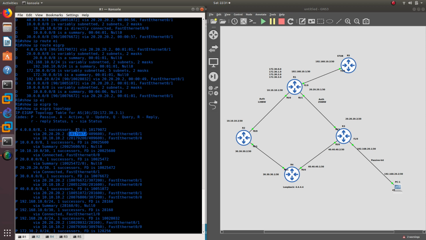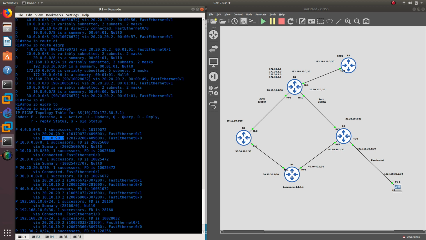So the feasible distance is lower going this way than going that way, which is why we only have one successor over here, and the successor is 20.20.22. And then we have a feasible successor, which is 10.10.10.2. A feasible successor is a backup route. So whenever this one goes down, this one is going to take over. Okay, so that's what that means.